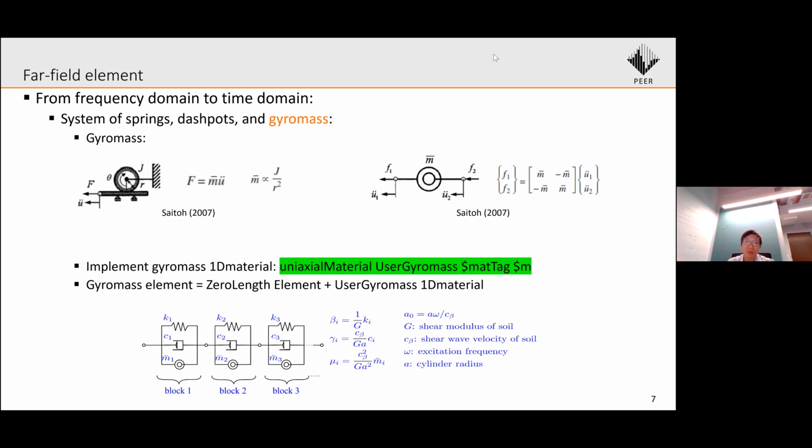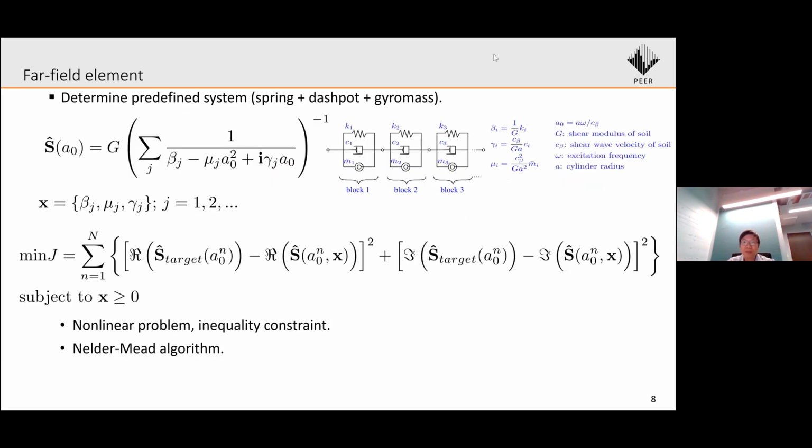We build a system with many blocks in series, and each block consists of a spring, dashpot, and gyromass in parallel with each other. For convenience, all of the spring stiffness, dashpot damping coefficient, and gyromass are expressed in dimensionless form. And we solve an optimization problem trying to find the values of spring stiffness, dashpot damping coefficient, and gyromass so that the impedance of the spring dashpot gyromass system fits the analytical impedance that we already have in frequency domain for both real part and imaginary part.